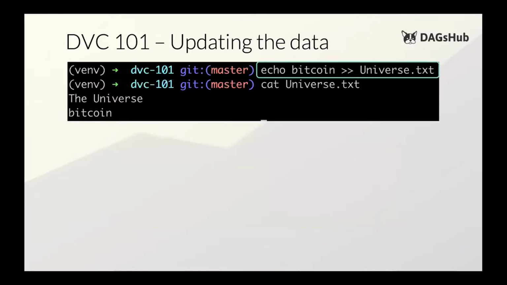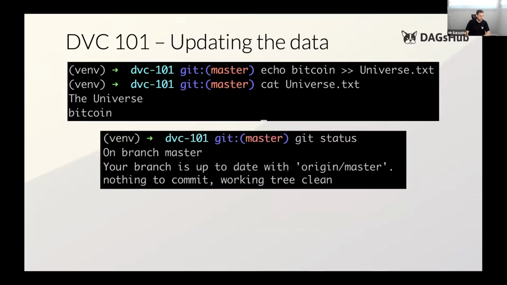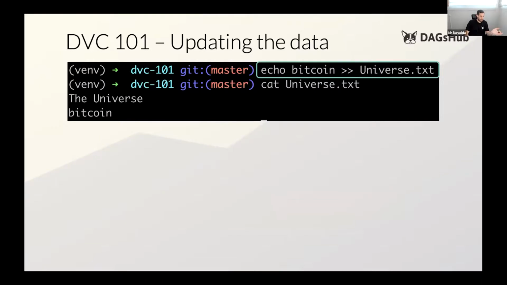And at this point, let's say that we decided that Bitcoin is gonna replace the way that we're gonna trade. And we want to add Bitcoin to the universe, right? Genius idea. So we're simply gonna add Bitcoin to our universe.txt file. And we can see that we added another line to our DVC tracked file. And I would ask you, what will happen now if I run the git status command now that I edited the universe.txt?